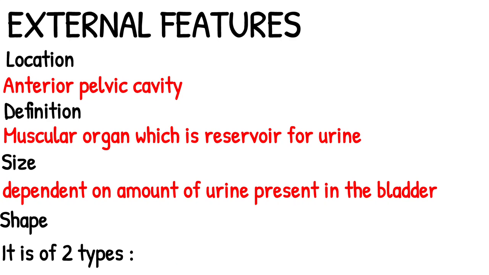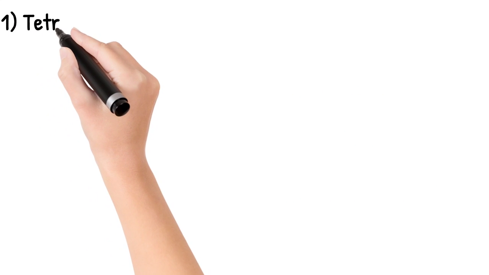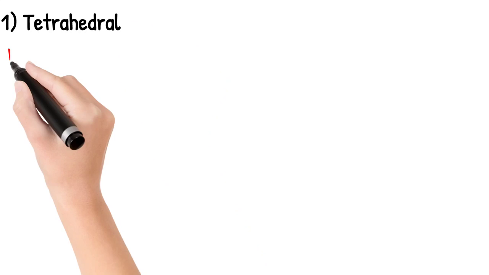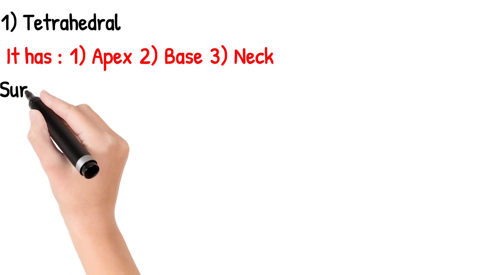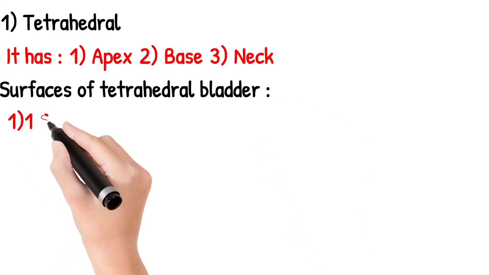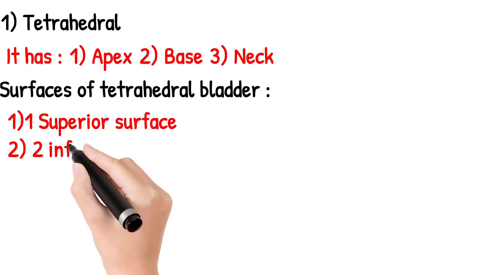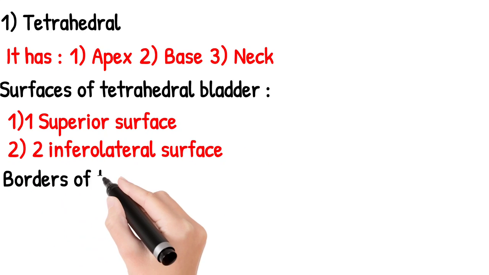Now coming to a very important external feature of the urinary bladder, that is the shape. The urinary bladder basically has two shapes: a tetrahedral shape and an ovoid shape. When the urinary bladder is empty, it is tetrahedral in shape, and when it is filled with urine, it is ovoid in shape. This tetrahedral shape is very important because it has the following features.